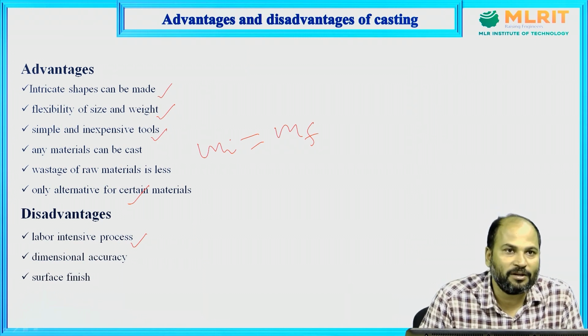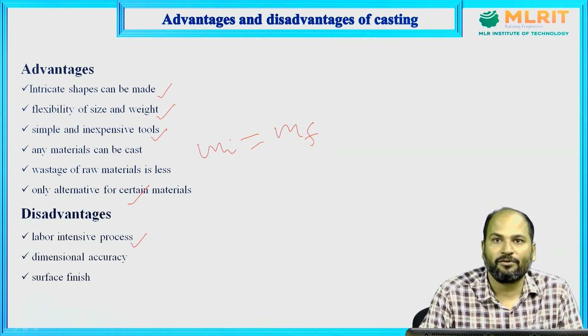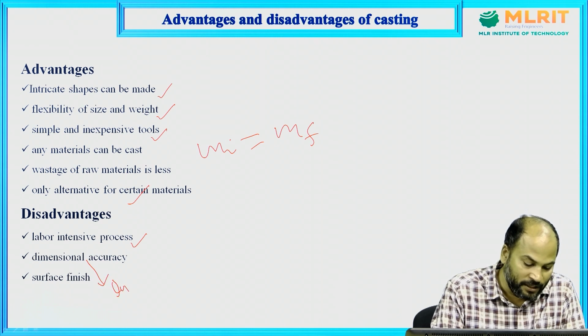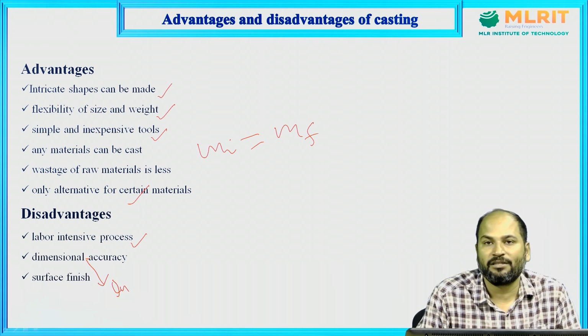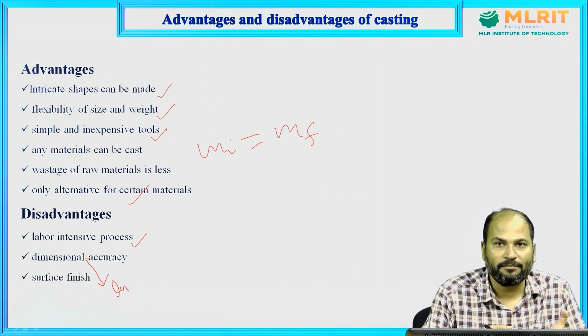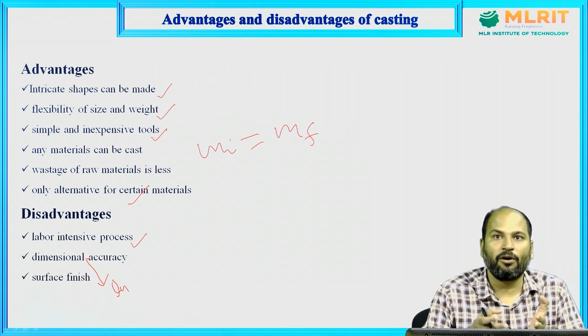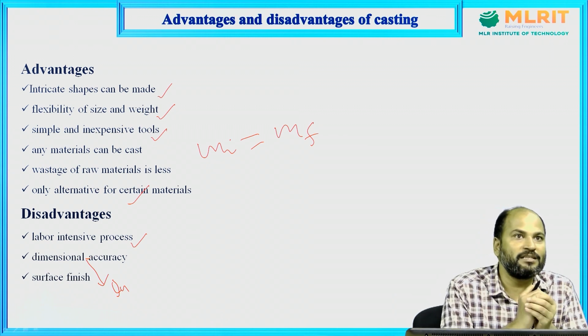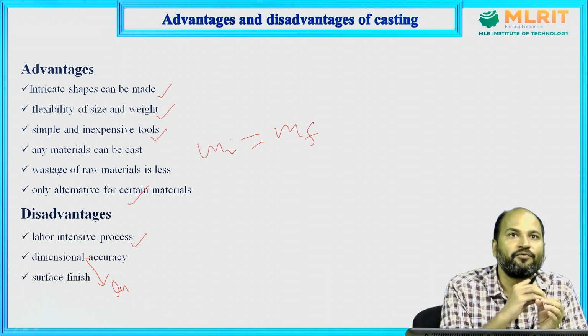And the second problem is dimensional accuracy. There will always be dimensional inaccuracy in this process. This is not accuracy, this is actually inaccuracy. What is the reason for that? In the principle of this process, we saw molten metal in liquid state being poured into the mold cavity. What is happening here? Here there is a phase change.